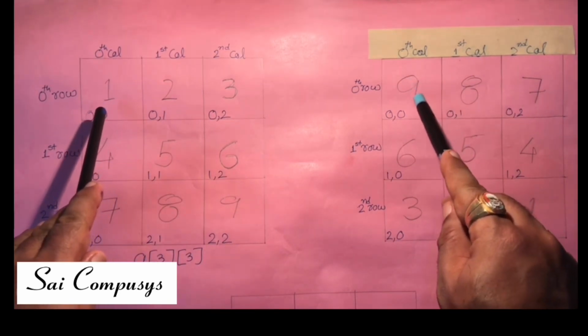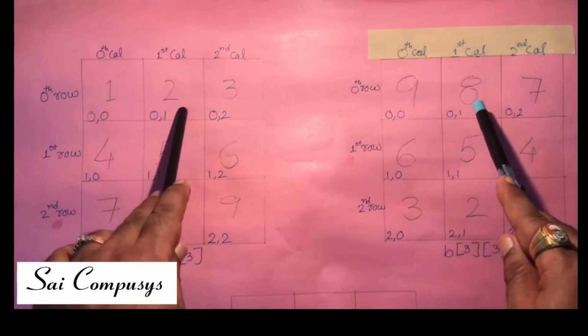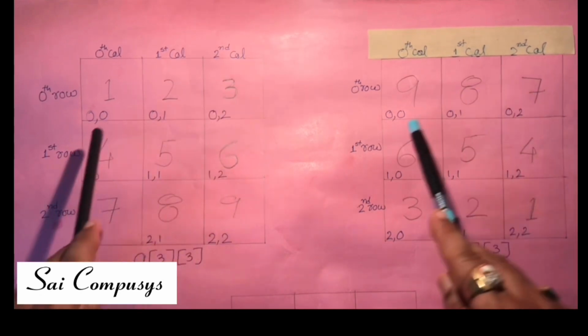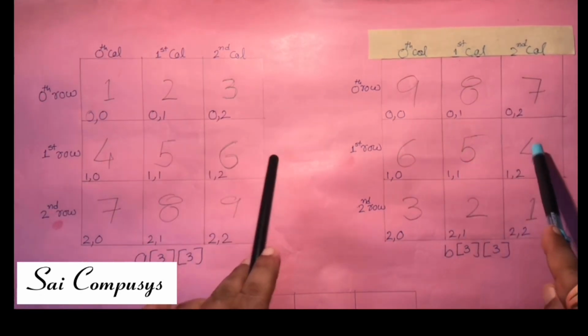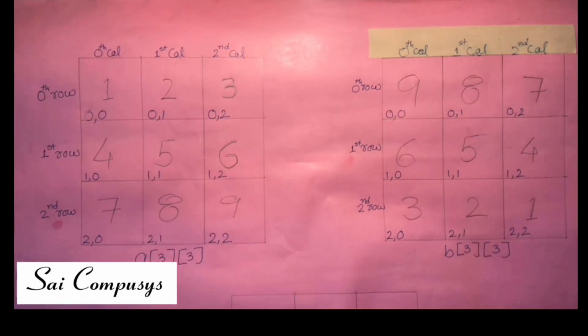0 0 of A plus 0 0 of B is stored on 0 0 of C. 0 1 of A, 0 1 of B. 0 2 of A, 0 2 of B. So it's about adding corresponding elements of the two matrices. But as you know, multiplication is not about multiplying corresponding elements.